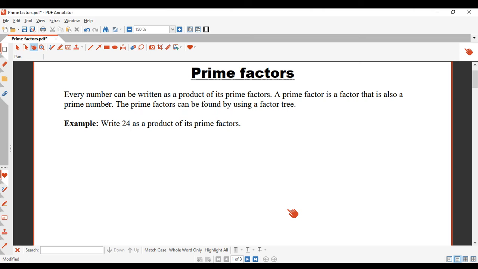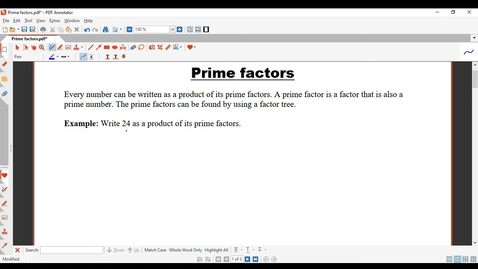Okay, we're going to look at something called prime factors. Now, we know what a prime number is. A prime number is a number which has exactly two factors, one and itself. Okay, so we're going to write numbers as a product of their prime factors, and a prime factor is just a factor which is a prime number.